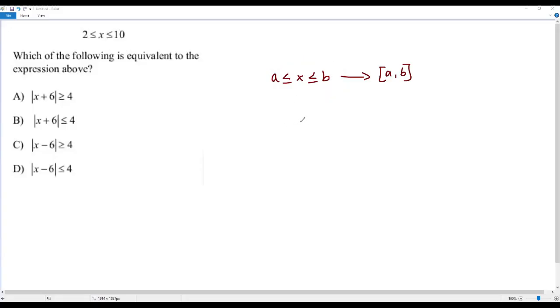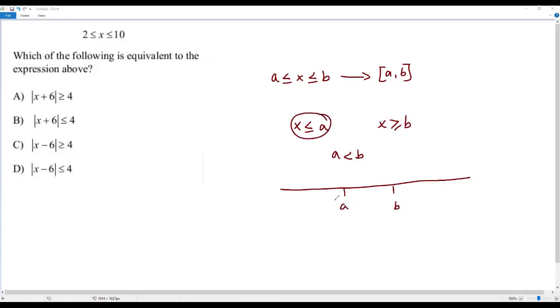What about disjunction? Let's consider x ≤ a and x ≥ b, and let's assume that a is less than b. Now let me draw a number line over here. Since a is less than b, a should be on the left side of b on the number line. Now let's graph this inequality. Since x is less than or equal to a, let's take a filled circle at a, and we have to consider all the values on the left side of a. So this is a solution for this inequality.